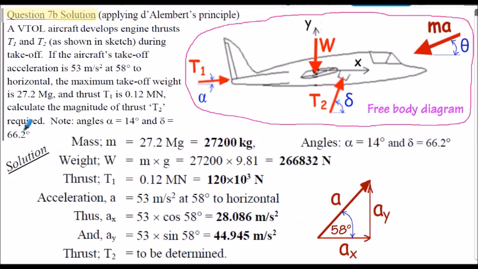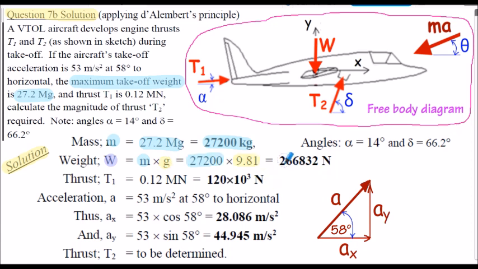Question 7b, solution continued. Let's extract the information from the question. We're given the maximum takeoff weight is 27.2 megagrams. Now be careful, that's actually a mass. So lowercase m here, 27.2 megagrams. It's actually 27,200 kilograms. That's an SI mass unit. So we need to determine the weight force, W, which is mass multiplied by gravitational acceleration.